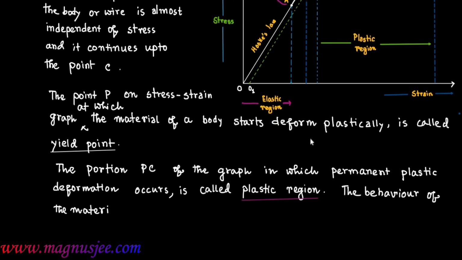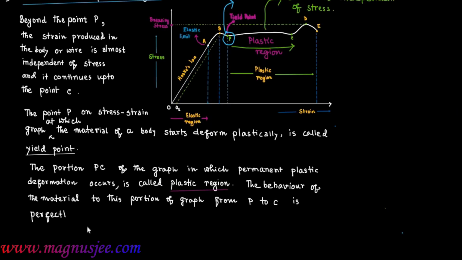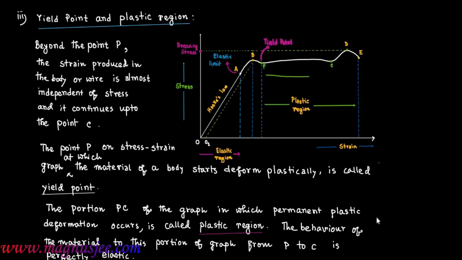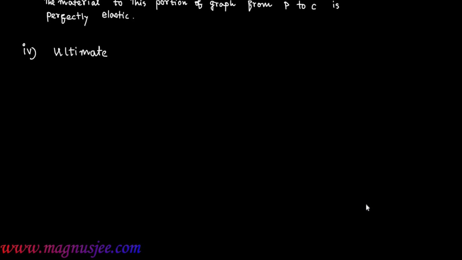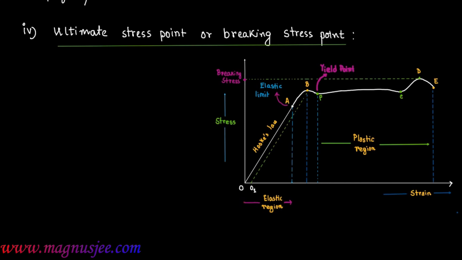The behavior of the material in this portion of the graph from P to C is perfectly plastic. The portion PC is called the perfectly plastic region, and in this region strain is independent of stress. The point P is called the yield point. Number 4 region is the ultimate stress point or breaking stress point. This is the graph.